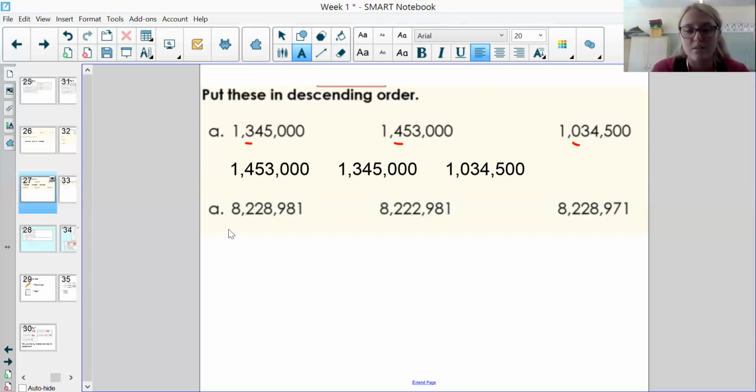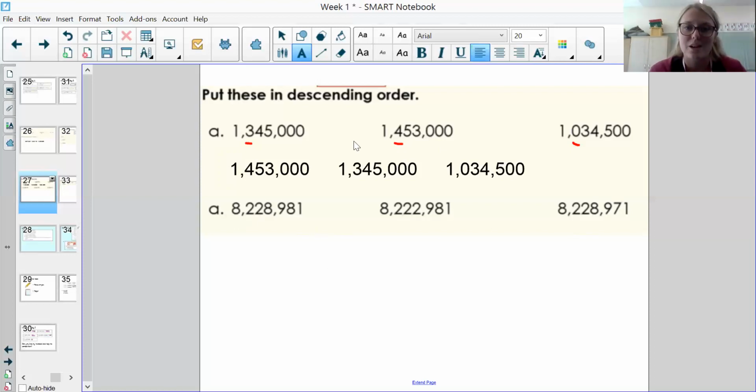So let's move on to the next question. So let's read them all together first. So we've got 8,228,981, 8,222,981, 8,228,971. Okay. Again, as you probably guessed, we can't compare the millions because they're all the same. The same as we can't compare the 100,000s because they're all the same.